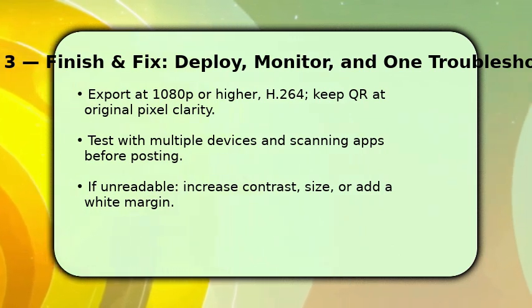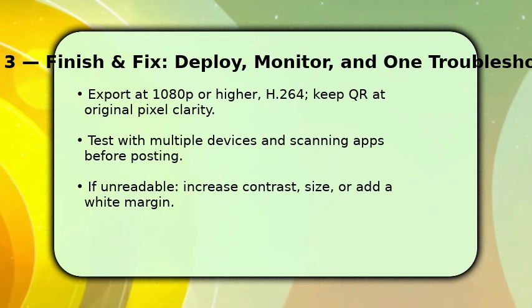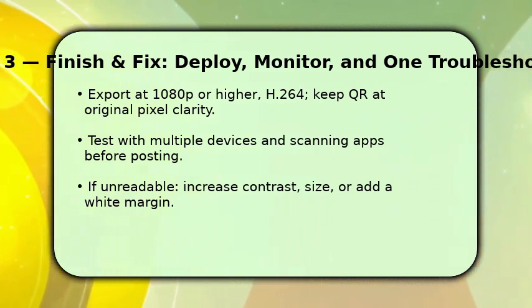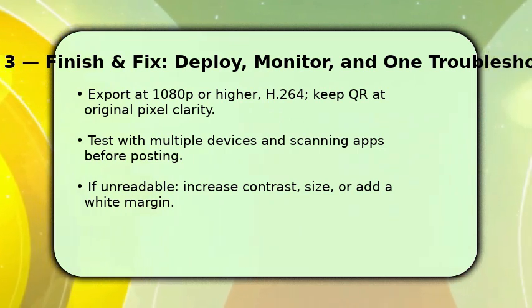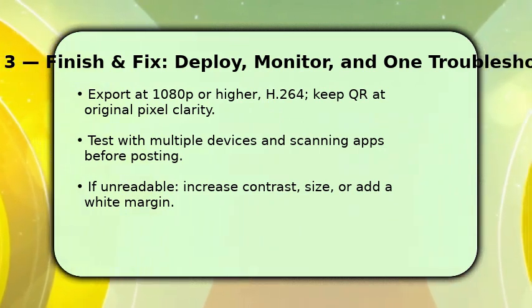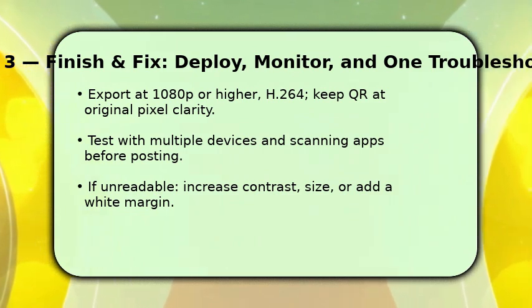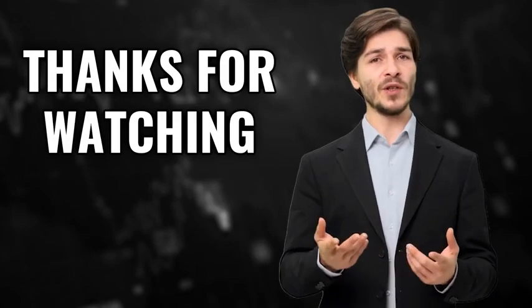If the code fails, increase its size, add a plain white margin, or raise contrast and sharpness in the overlay. Troubleshooting tip. If motion blur prevents scanning, freeze the frame where the QR is visible for 1 to 2 seconds to allow reliable reads.